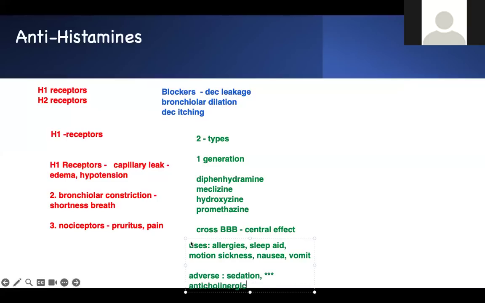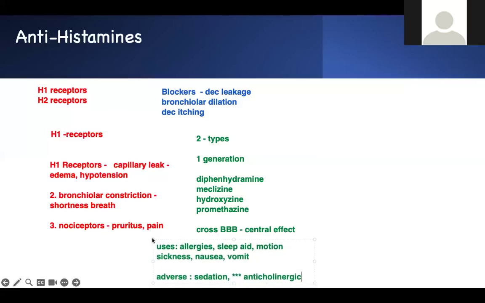This has very, very big implications. Anticholinergic, and so you have to think about situations like glaucoma, right? BPH, dry mouth, all these things. You don't even have to memorize. You can come up with the side effects. So adverse effects are sedation and anticholinergic effects. It's used for allergies, sleep aid, motion sickness, because it crosses the blood-brain barrier.